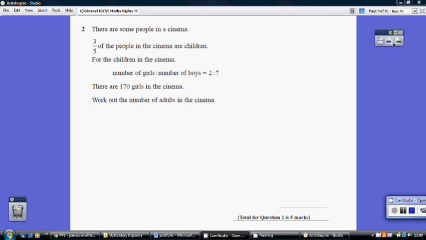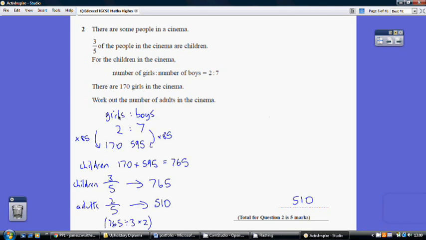Question 2. So we've got the ratio of girls to boys is 2 to 7, and we've got 170 girls. So how many boys have we got? Well, we're following this ratio of 2 to 7. How do we go from 2 to 170? Well, that's multiplying by 85. 170 divided by 2. So to get from the ratio to the actual figures, we're multiplying by 85.